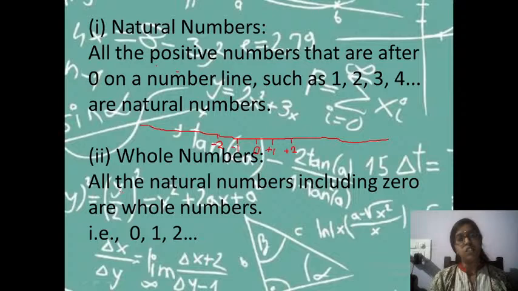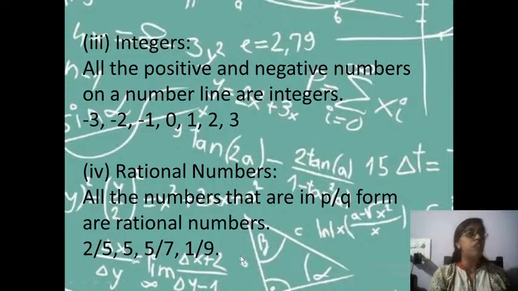So what are whole numbers? All the natural numbers including 0 are called whole numbers. Here you can see on the number line, for this also we can take the example. From 0 it starts. So 0 and all the numbers after it are called whole numbers, that is 0, 1, 2, and so on. Okay, it goes on.